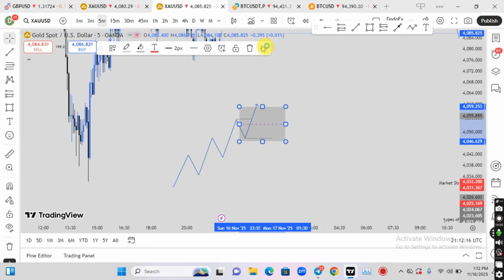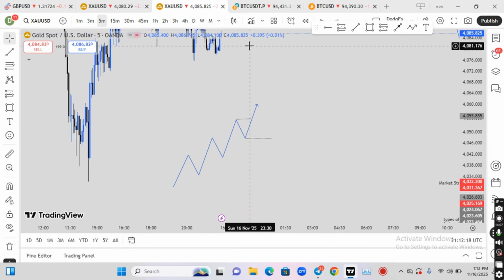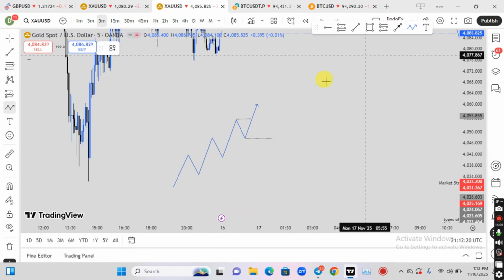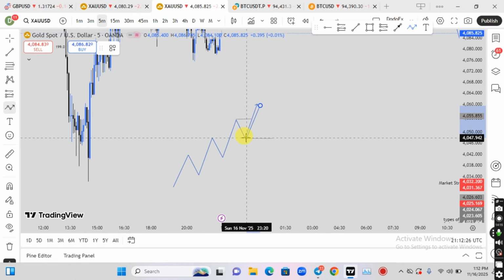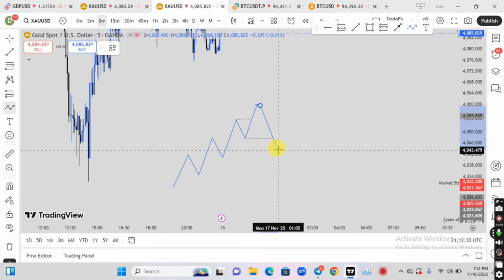So when price decided to break this zone here, if you can identify your break of structure, you can identify your higher highs and higher lows. You decide when price decided to break this higher low here, right?